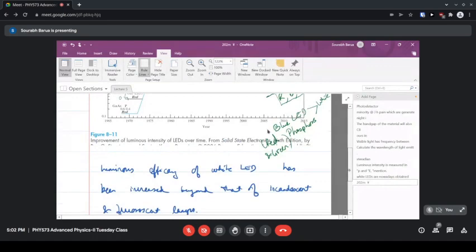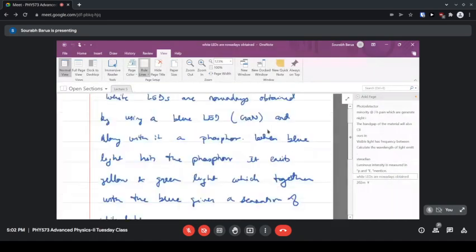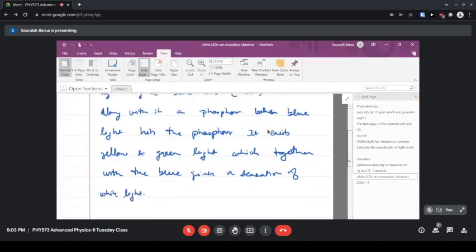Okay, so any other question on this? So that is what I said. White LEDs are obtained by using a blue LED and phosphor. When blue light hits the phosphor, it emits yellow and green light, which together with blue light gives the sensation of white light.